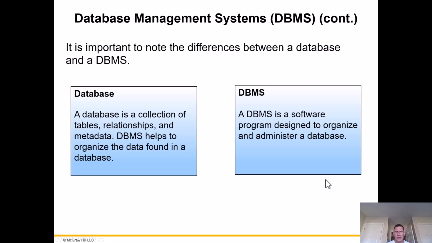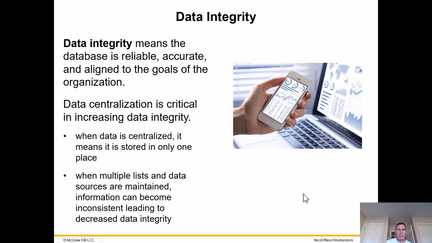So it's important to note the differences between a database and a DBMS, a database management system, because there's a lot of confusion between these two. A database is a collection of tables, relationships, and metadata. DBMSs help to organize the data found in a database. Now, a DBMS is a software program, as we said, designed to organize and administer a database. So think of the database as just the raw collection repository of the data. The DBMS is how we're going to organize it.